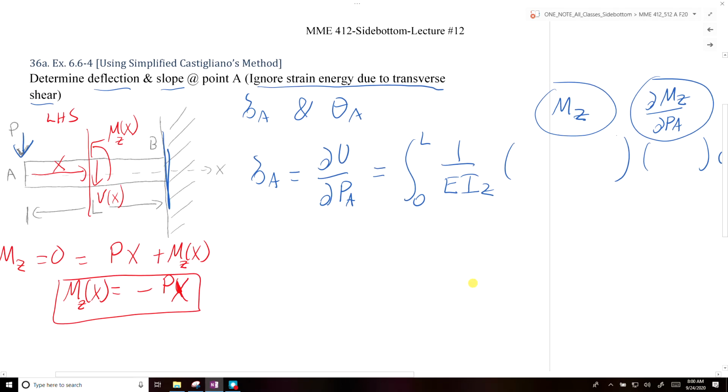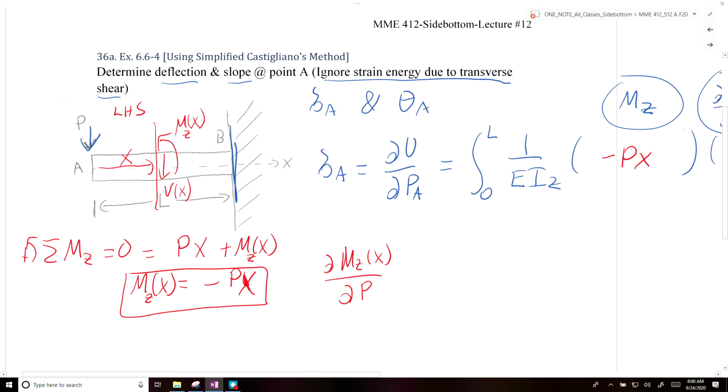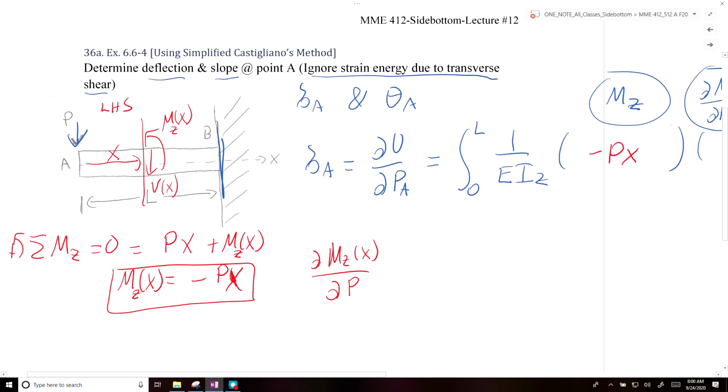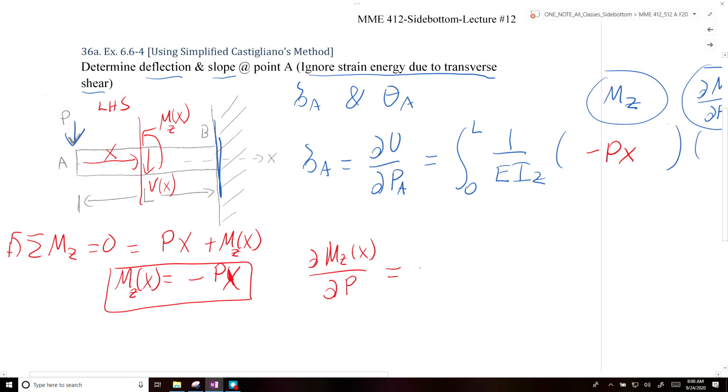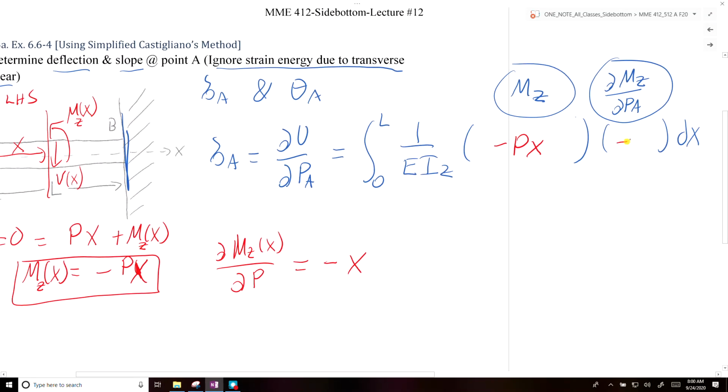Okay, so we can plug our minus P x term into here, and then we can take the derivative of that moment with respect to PA. So if we get the derivative of Mz of x with respect to P applied at our point of interest, in this case A, we would end up getting negative x. So we can plug in our negative x into this term here.